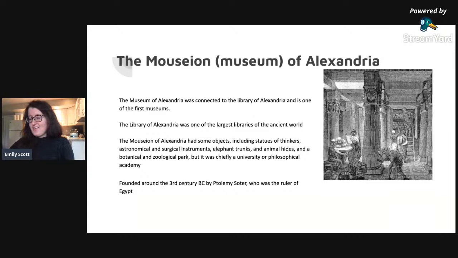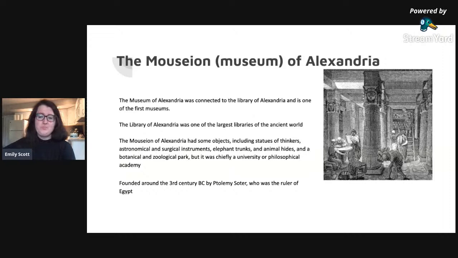So the next museum I wanted to talk about was the Museum of Alexandria. The Museum of Alexandria was within the famous Library of Alexandria, which was one of the largest libraries in the world. The Library of Alexandria was the first research institute in the history of the world. It was a center of educational science in the Hellenistic world, and it's where the pursuit of knowledge and the laws of the natural world were taught to subsequent generations. It's usually considered an early model of a university.